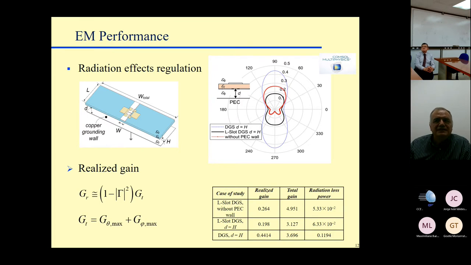From the table, we can see the computation of the realized gain, which is the summation of the maximum gain in the theta and phi angles or planes in the coordinates, and we can see that the realized gain of the main lobe, in the case of the structure without a PEC plane, in red, is similar to the gain of the L slot with PEC, which means that eventually both structures can radiate the same. And we can then include this PEC perfect electric conductor plane, which is an important issue in these structures, as mentioned before.